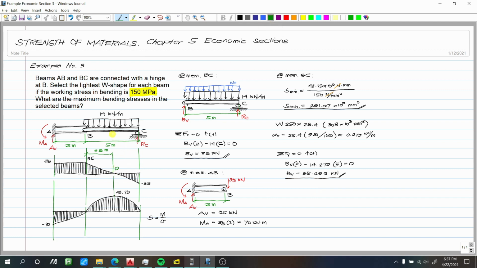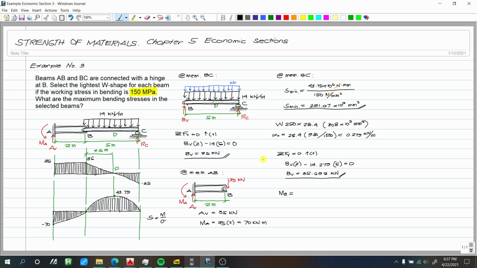Yung ating maximum moment ay nasa gitna. Okay, so mag-moment na lang tayo dito sa point D, which is nasa gitna ng 5 meters. So, that is 2.5 meters. So, kunin lang natin yung moment at B. So, moment at B, sa left section na lang.